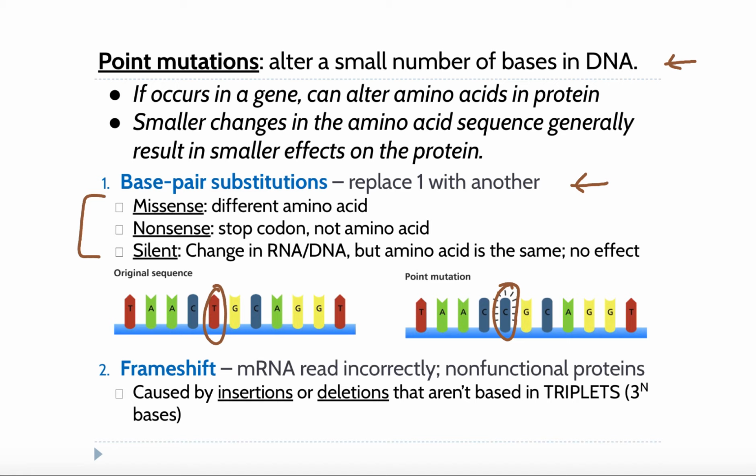On the other hand, there's another kind of mutation called a frameshift mutation, which is a result of either an insertion or deletion, meaning instead of switching a nucleotide, we might add a full nucleotide or remove a full nucleotide from the sequence itself. And this can have really bad results depending on where it occurs within the gene.